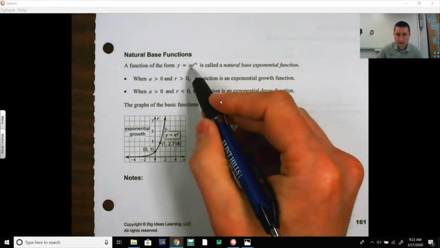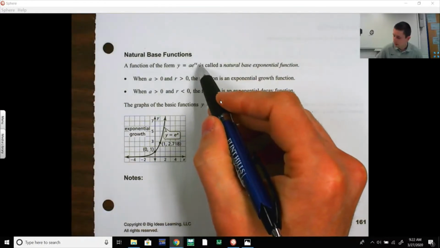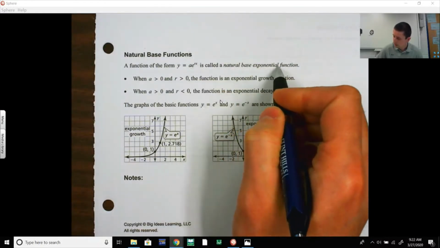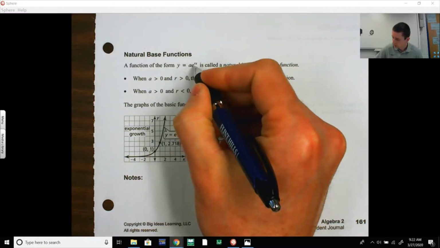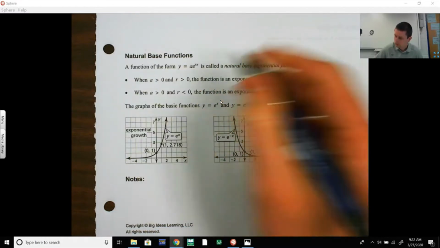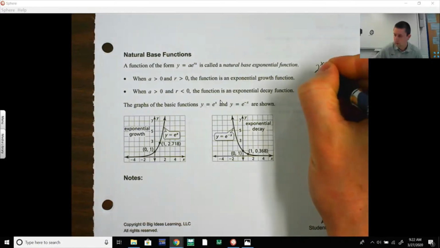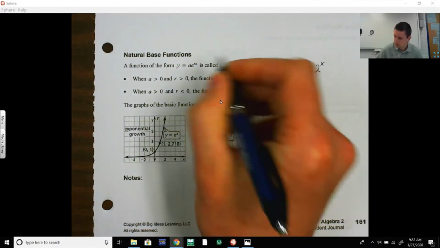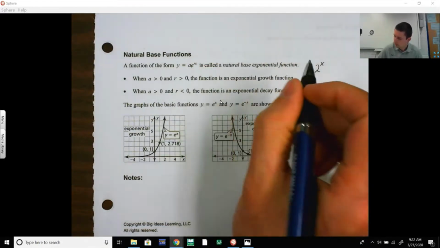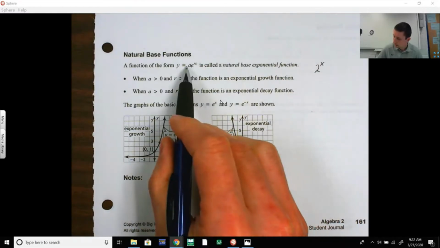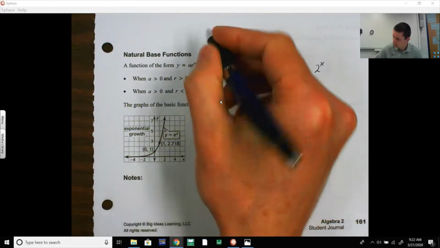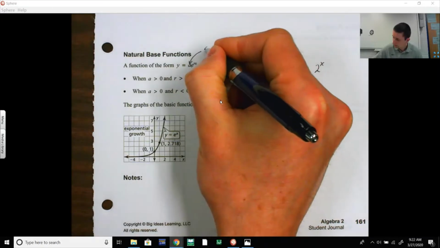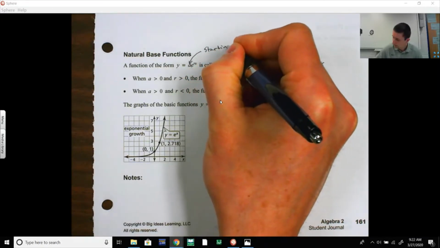So when we have a times e to the rx, that is the natural base exponential function. So e, that's what they're referring to as a base. It's a base number. So if I have 2 to the x, 2 is the base. So the natural base is when you have e, this 2.718 number. Okay, so a is your starting amount, again, similar to what we had on the previous lesson.